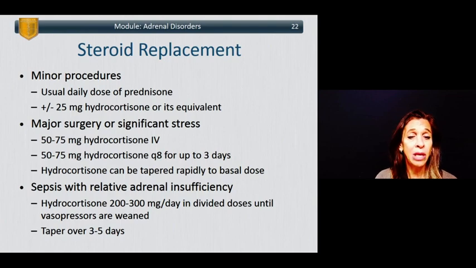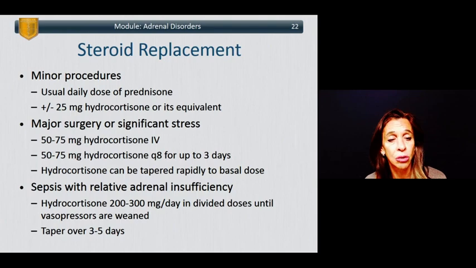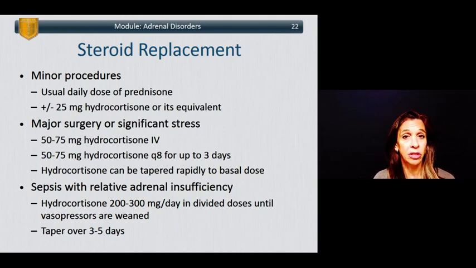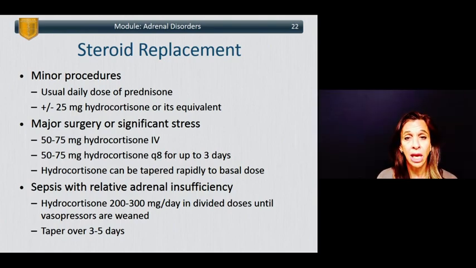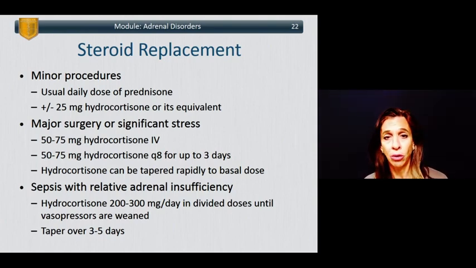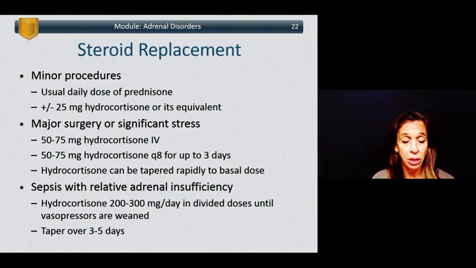If the patient's having major surgery or there's a significant stress response to the illness or the surgery, then it's recommended that higher levels of hydrocortisone be administered, typically 50 to 75 milligrams of hydrocortisone IV preoperatively, and then every 8 hours for up to 3 days postoperatively should be sufficient. Once the patient is out of this acute phase, it can be tapered to their basal dose, and the patient can be converted from hydrocortisone back to oral prednisone.